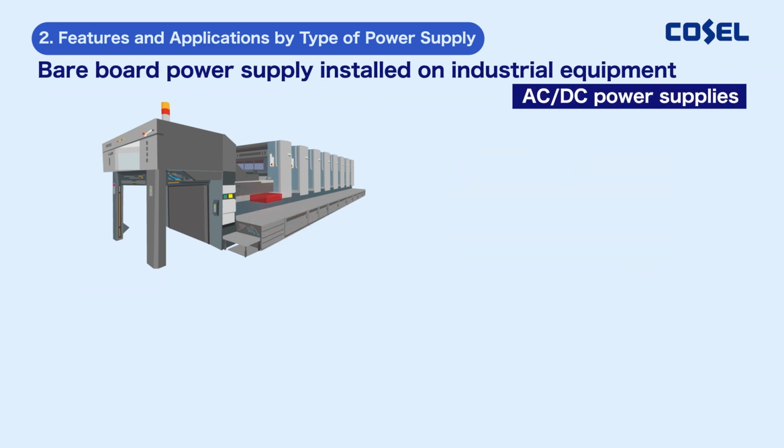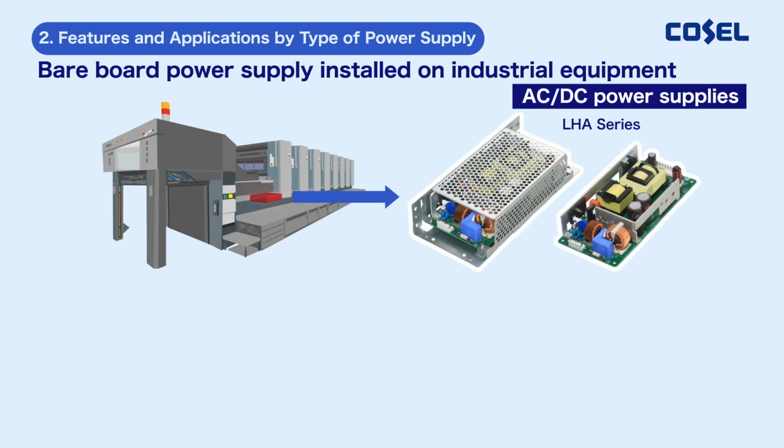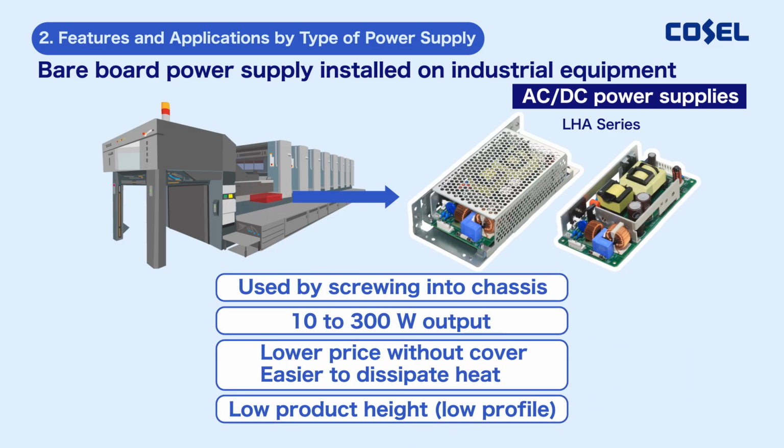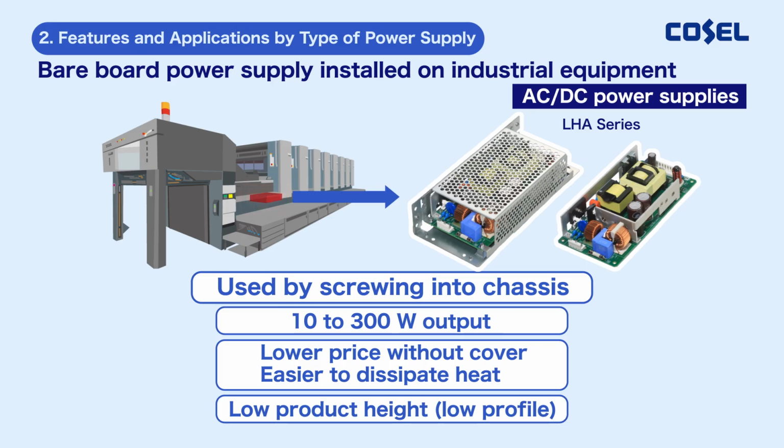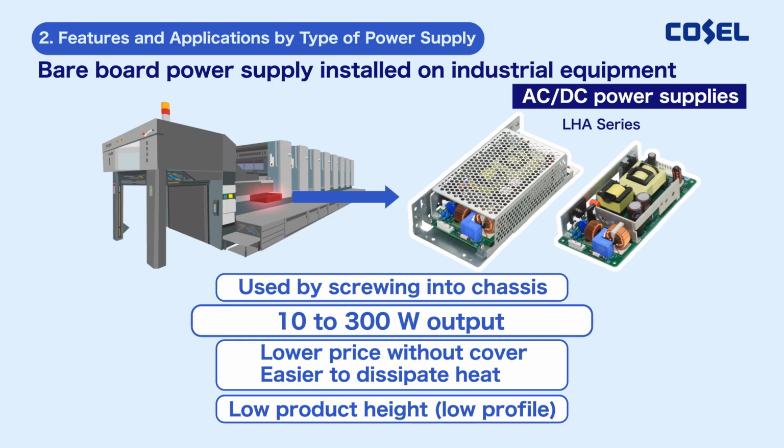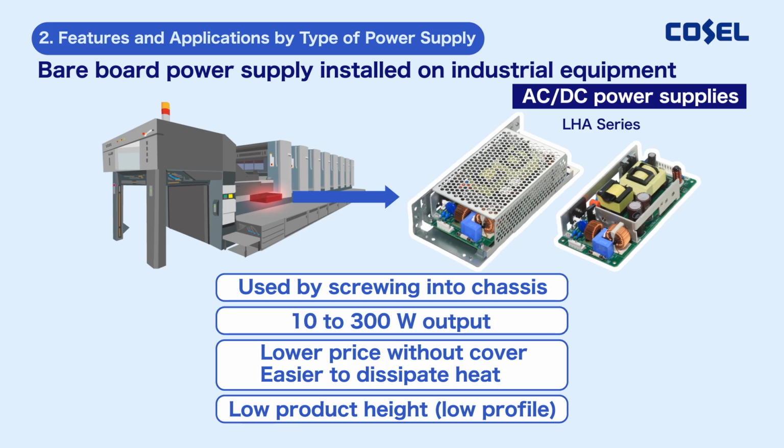Like unit power supplies, bare board power supplies are also used in industrial equipment. A bare board power supply has a connector interface and can be screwed into the chassis of industrial and other equipment. The power bandwidth is from 10 W to 300 W and covers are available as optional extras.